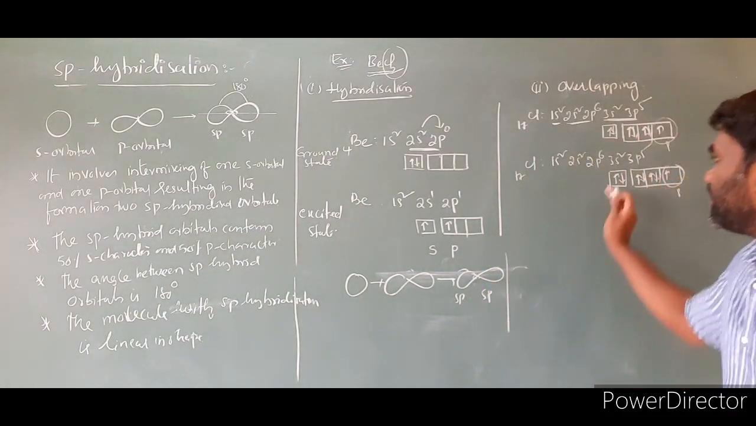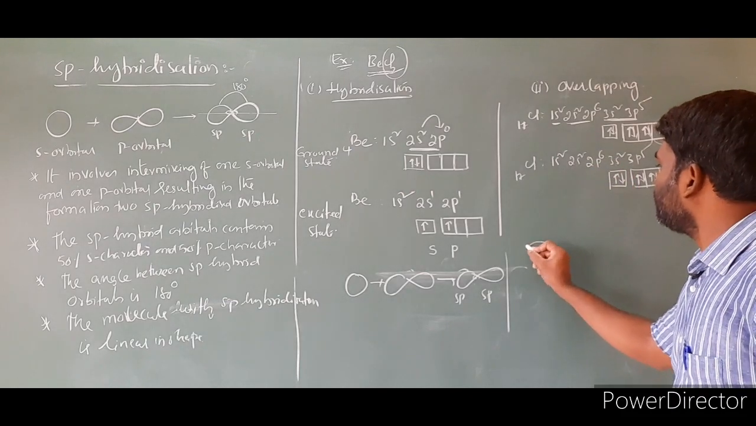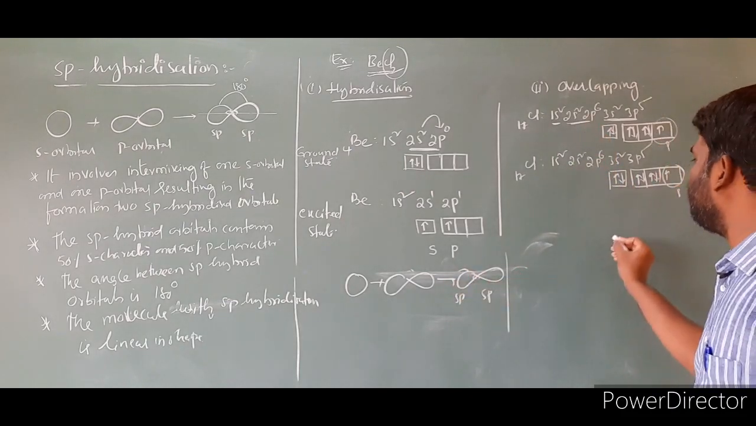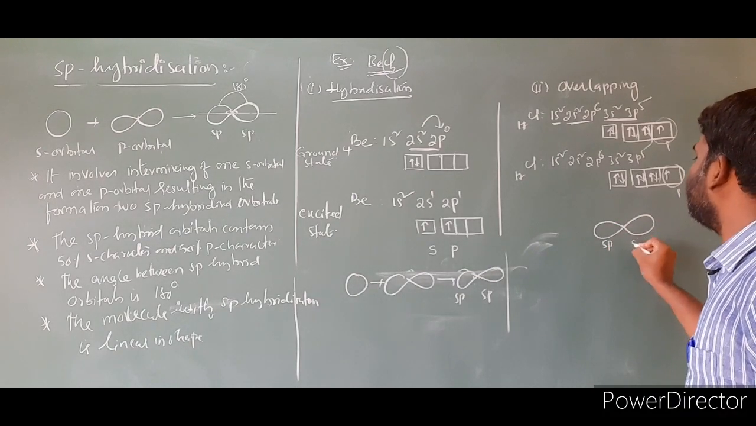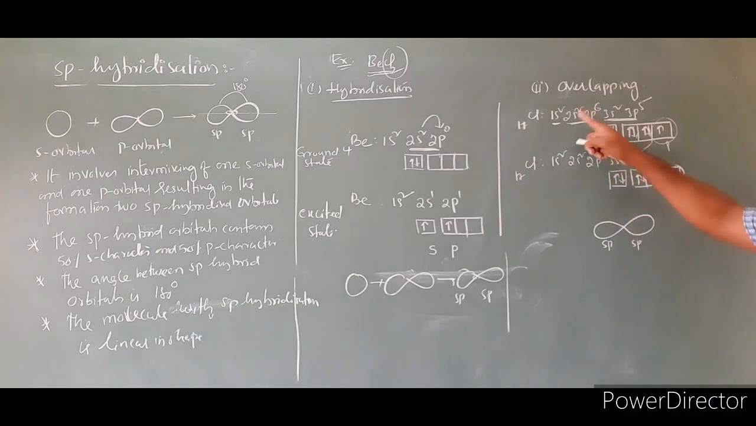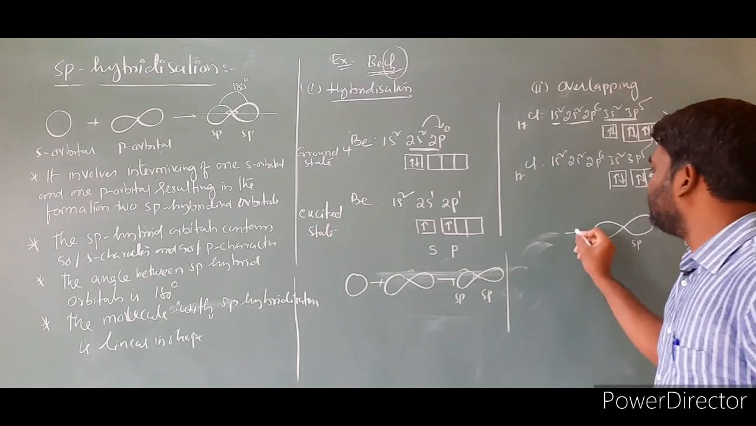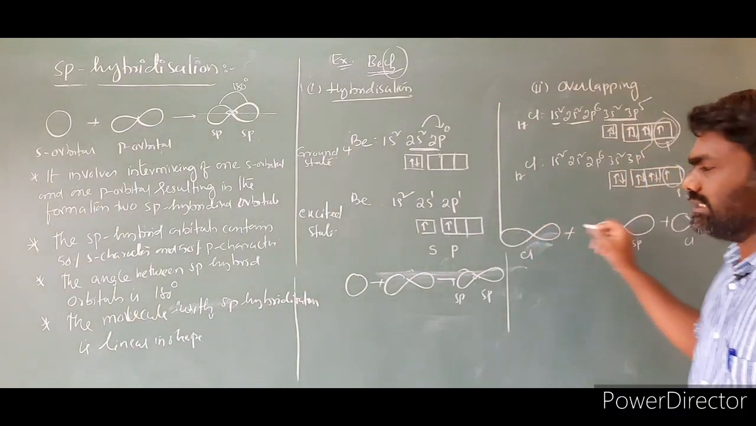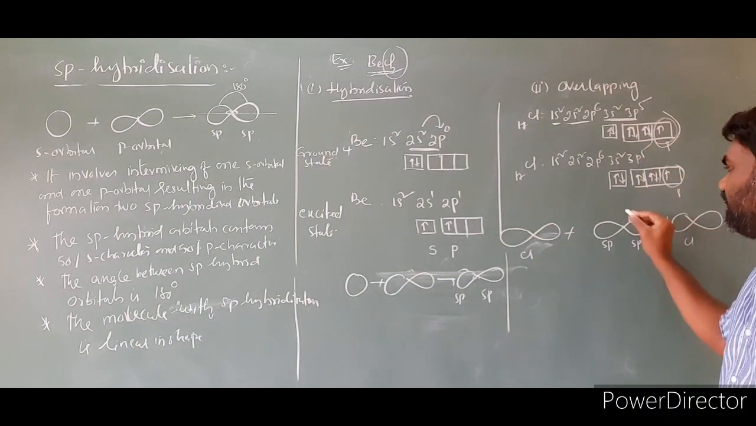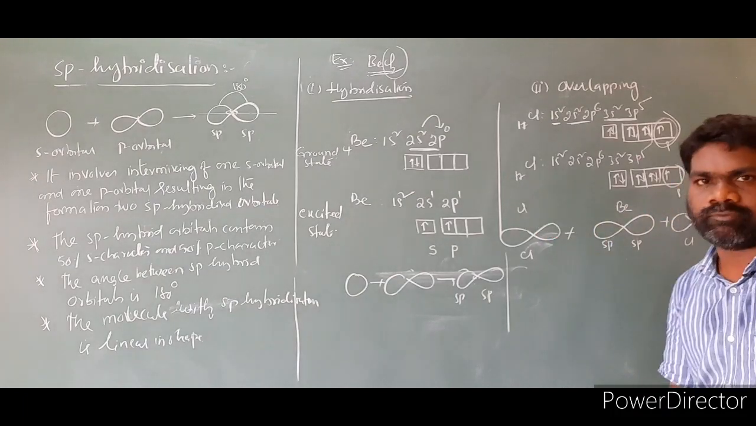Clear? Right? Overlapping we are doing. How to do overlapping: first I am taking these sp hybrid orbitals. This is from beryllium, sp and this is sp from beryllium. Then the 2 chlorines. This is the p orbital from one chlorine and this p orbital from another chlorine. In the center I am keeping beryllium. At the ends I am keeping the chlorine p orbitals.